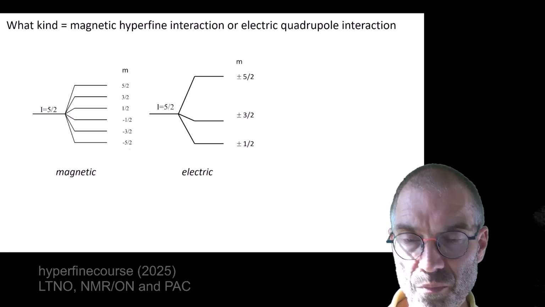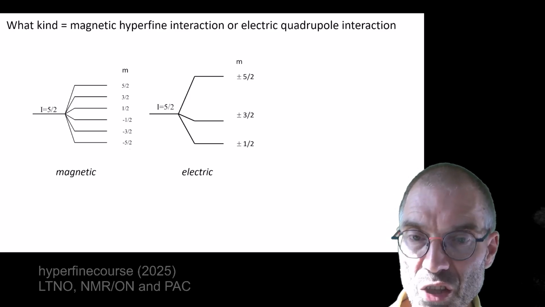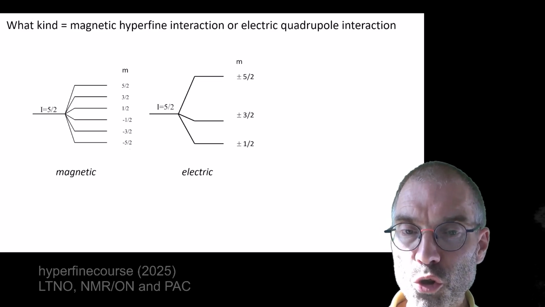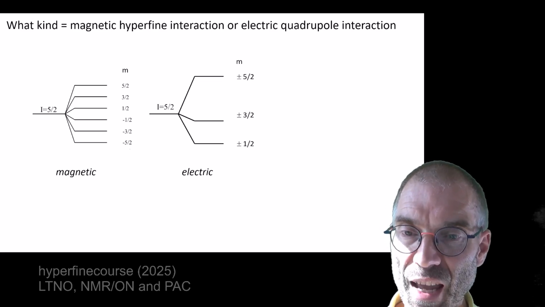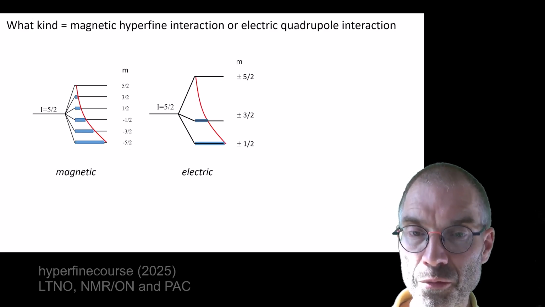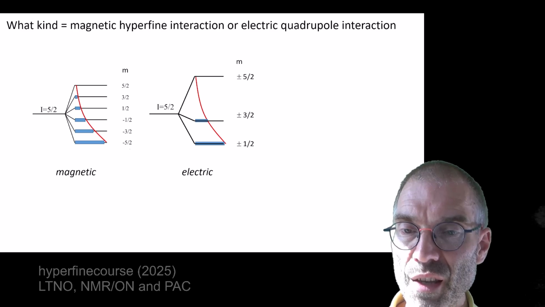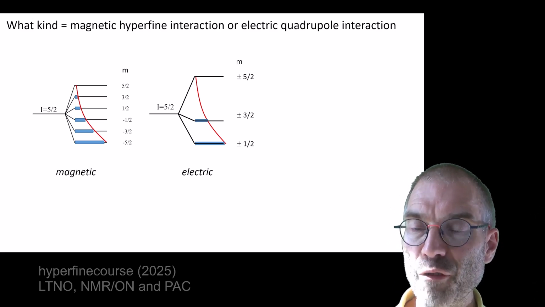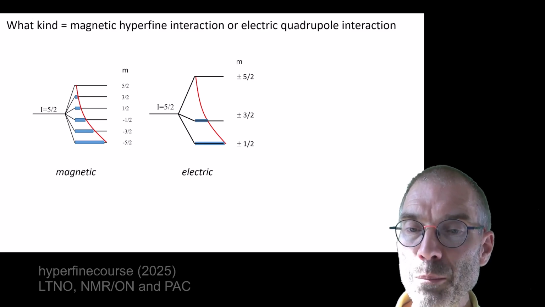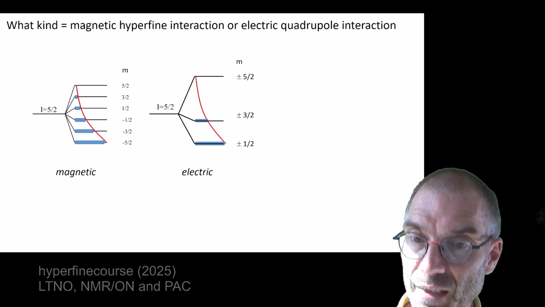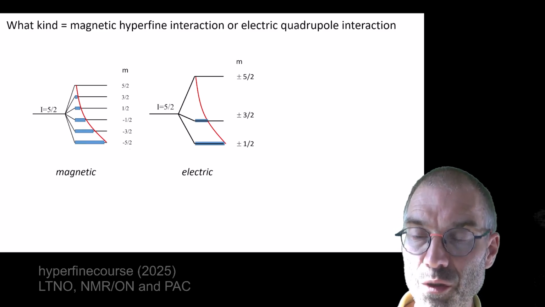Let's examine, for each of these two hyperfine interactions, what the occupations of the different levels are at a low temperature. So we have to superimpose a Boltzmann distribution on this. For the magnetic hyperfine interaction, the -5/2 direction will be most occupied. That's a direction parallel to the magnetic field, so parallel to the A-axis.